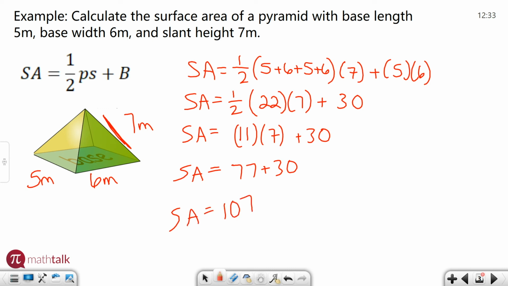And remember, you always want to include your units, and we're talking about meters, and since we're talking about surface area, or area of any kind really, it's squared meters. So 107 squared meters. All right.